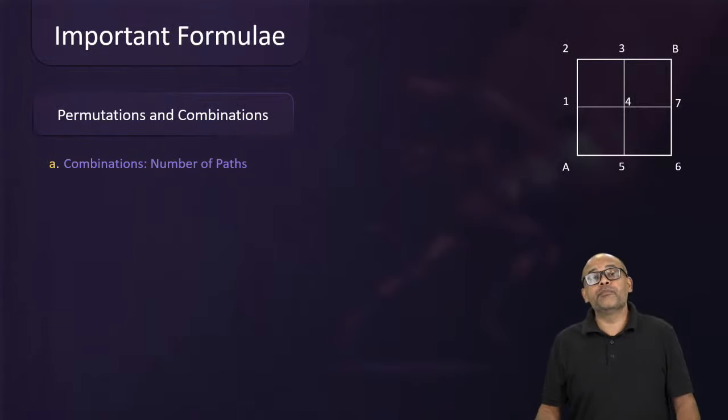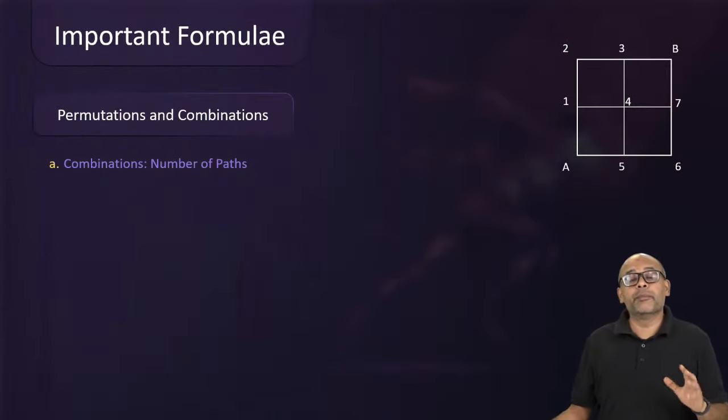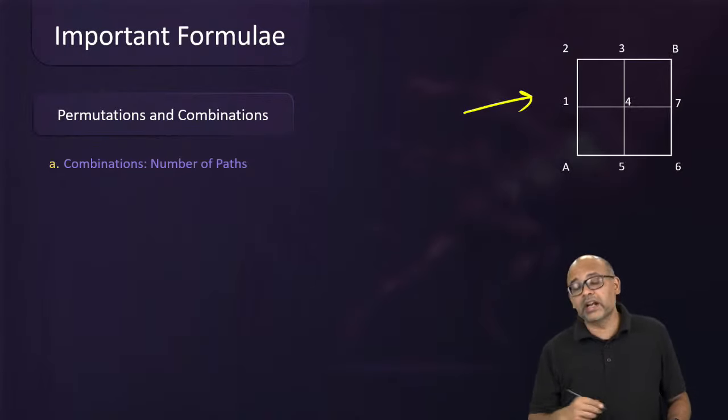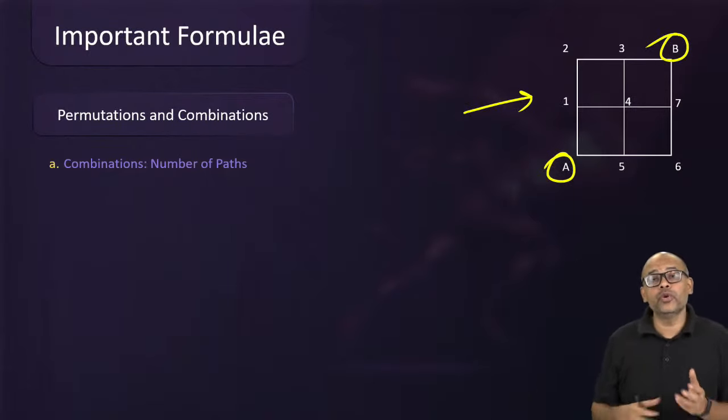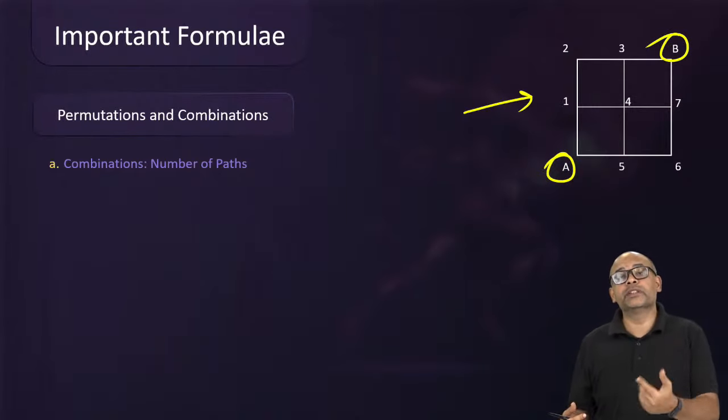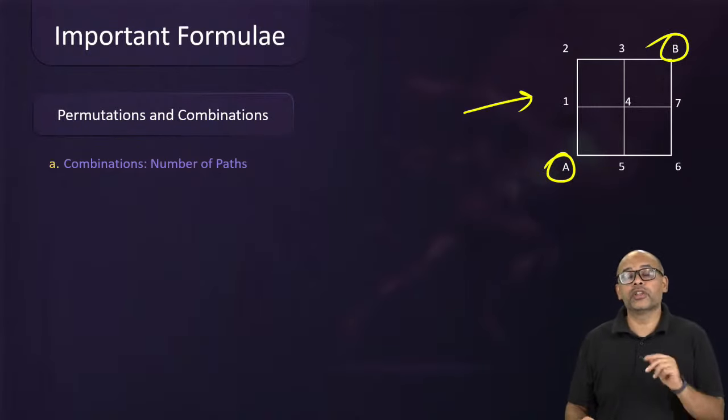Now this is again a very important concept of counting the number of paths. A question which has come in a lot of exams. So the question comes to you like this. There will be a grid given to you like this, and they say a person wants to go from A to B. How many ways can the person go from A to B? What is the logic for this?